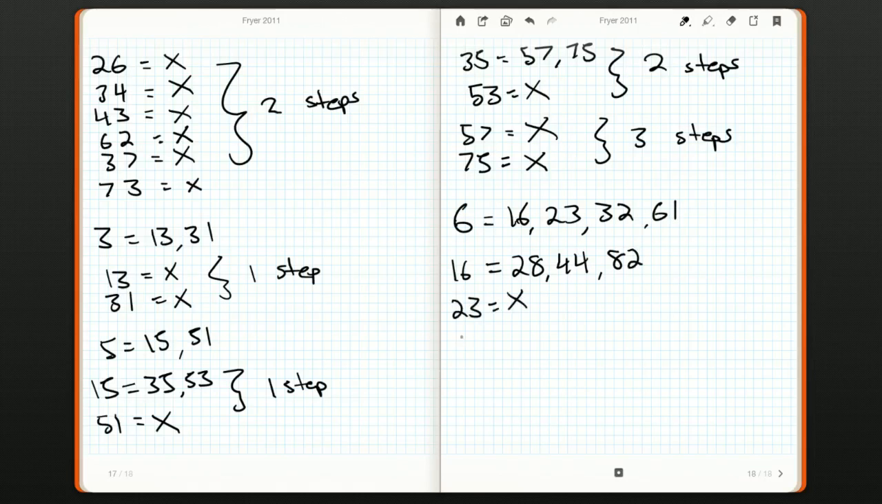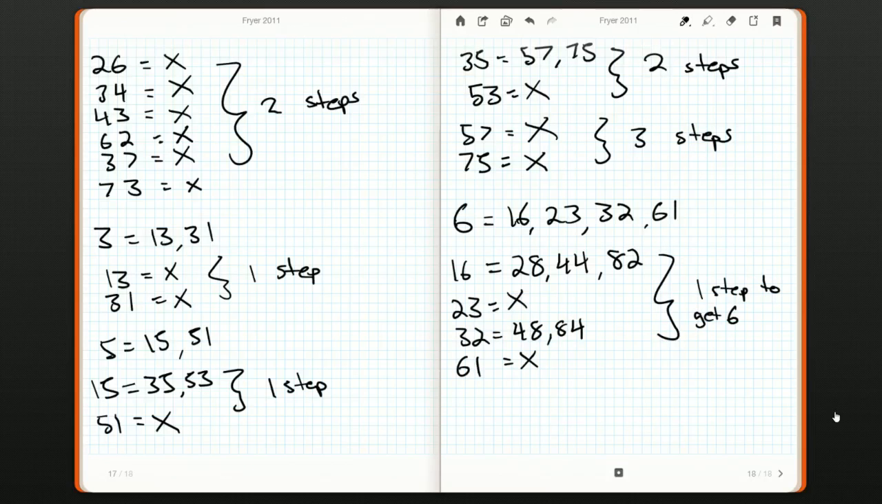23, that's a no. 32, by the way, 61 is an X. 32, that could be 4 times 8 or 8 times 4. That's the only way to do that. These guys are 1 step away from 6. Let's do this on the next page.